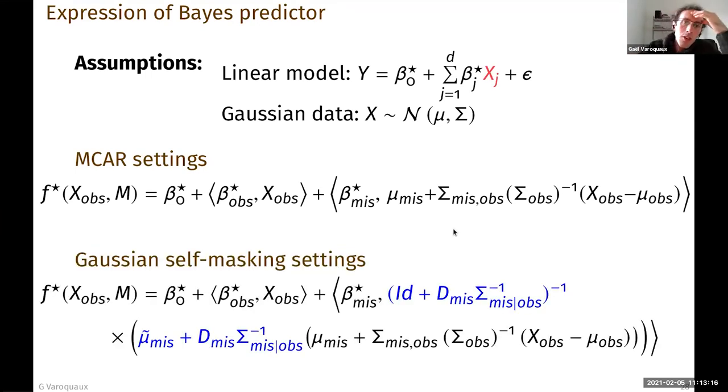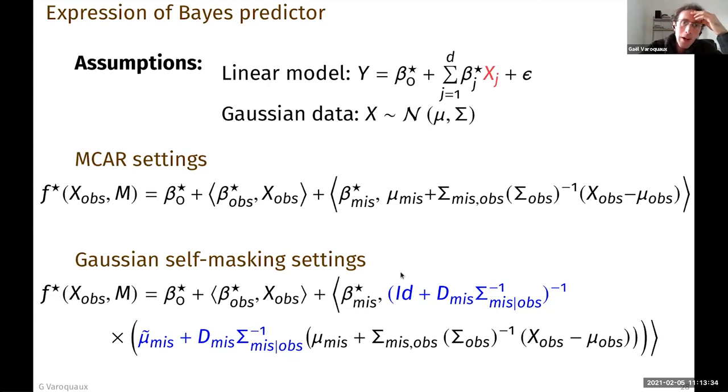Now we can go even a bit further and look at other missing value mechanisms, for instance a Gaussian self-masking where the data is not missing at random. But I have no time left, so I'll just skip over this.